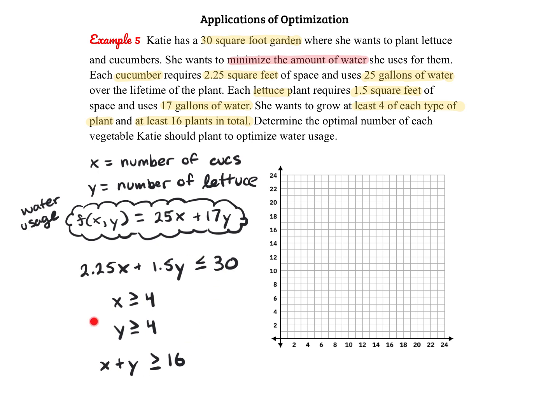So this would be our system of inequalities, and then we will use that to optimize, again, our water usage function.